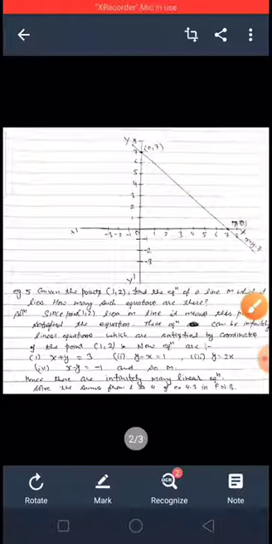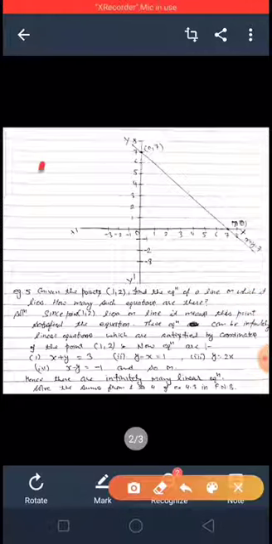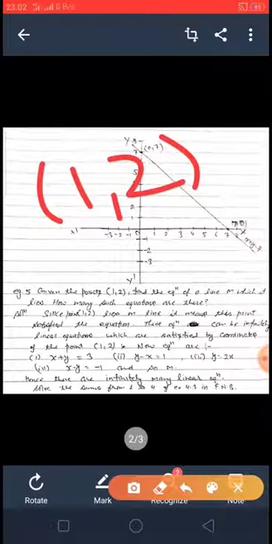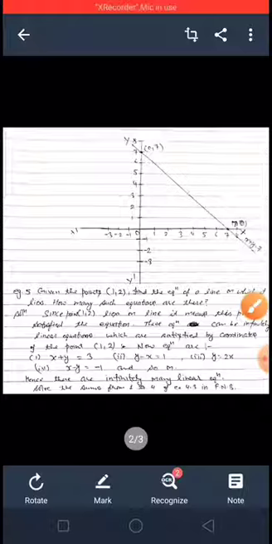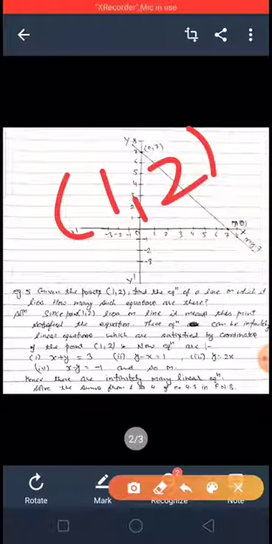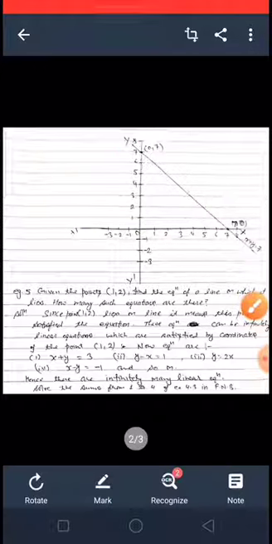Clear? Now the next question is: given the points 1 and 2, find the equation of the line on which it lies. Clear? And how many such equations are there? Clear? What is given to us is the points 1 and 2. We have to make an equation of a line on which both these points lie, and we also have to tell how many such equations are possible. Clear? So that is the fourth solution.